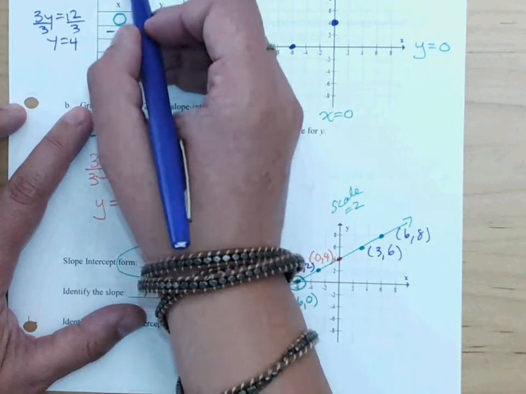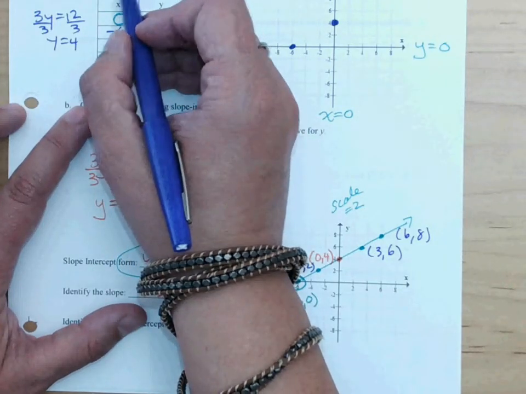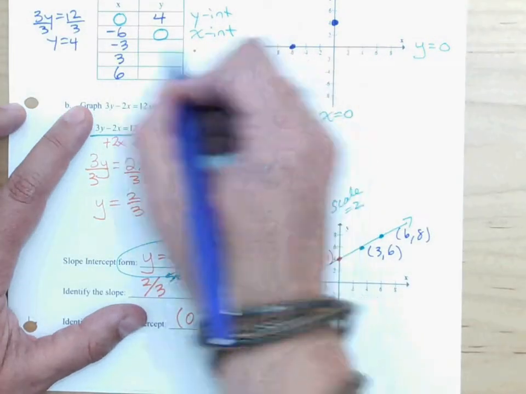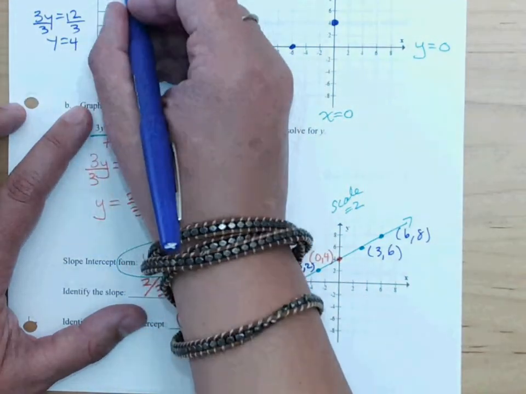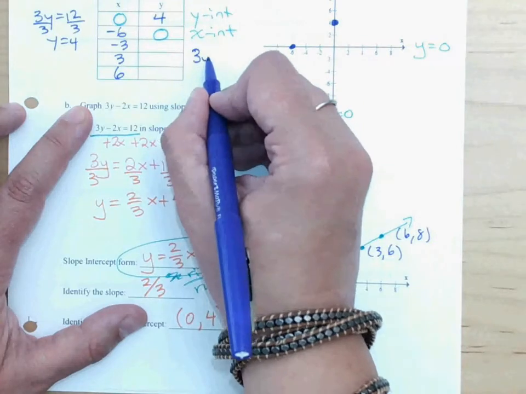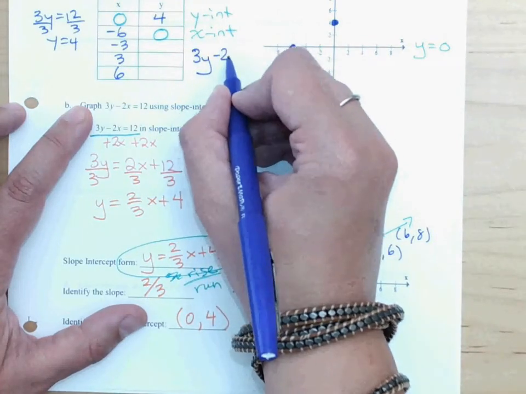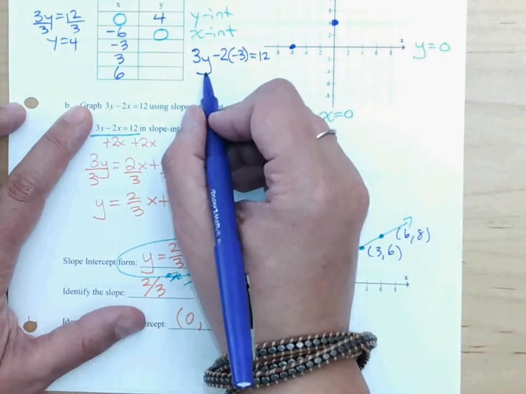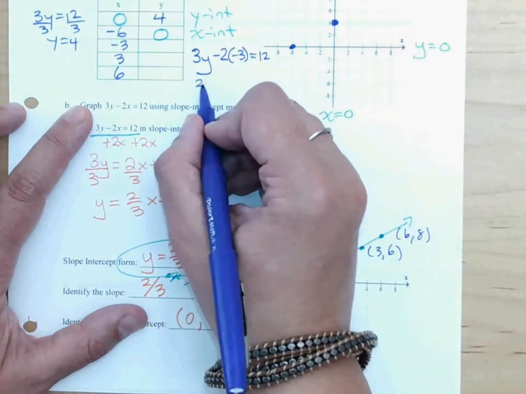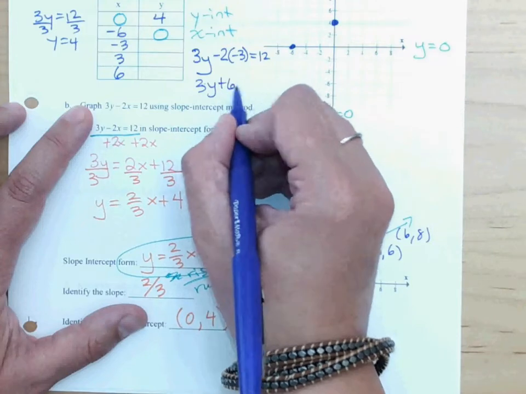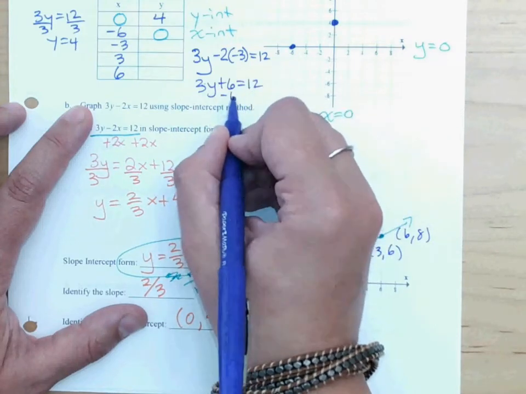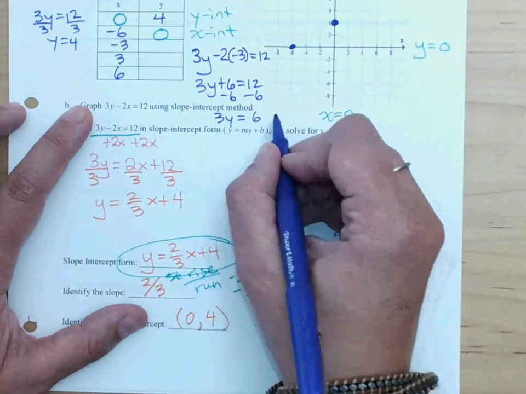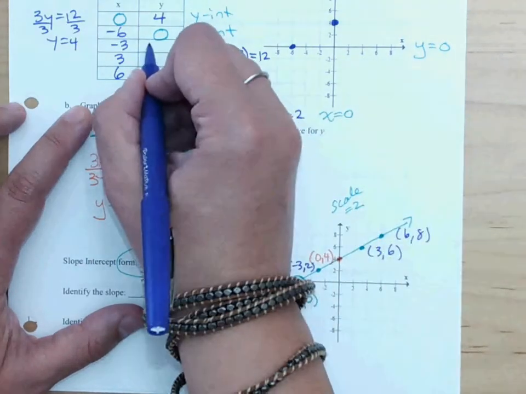But if I plug them in for x, my independent variable, then I would solve for y. So just an example here, if I were to take this as my x value, I'm plugging it in for x, I have 3y minus 2 times negative 3 equals 12. And if I want to solve that, I have 3y plus 6 equals 12. I'm going to minus 6 from both sides. 3y equals 6, and so y equals 2.